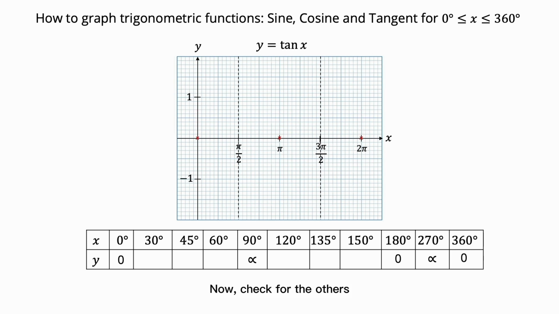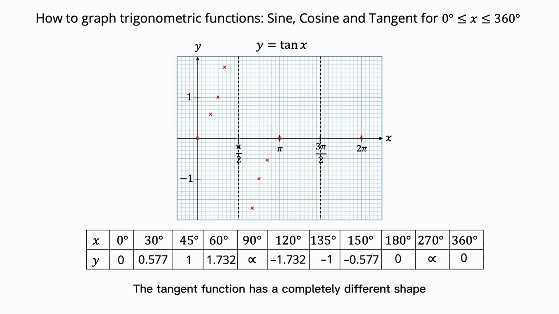Now, check for the others. Tangent 30 degrees equals 0.577. Tangent 45 degrees equals 1. Tangent 60 degrees equals 1.732. Tangent 120 degrees equals minus 1.732. Tangent 135 degrees equals minus 1. And tangent 150 degrees equals minus 0.577.